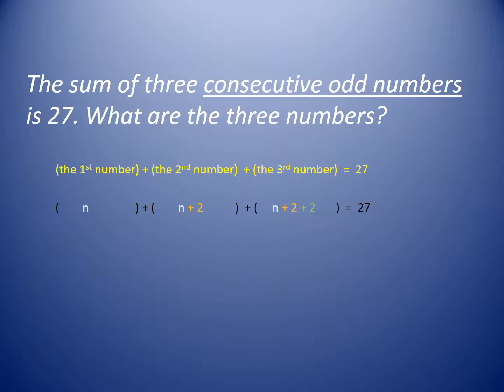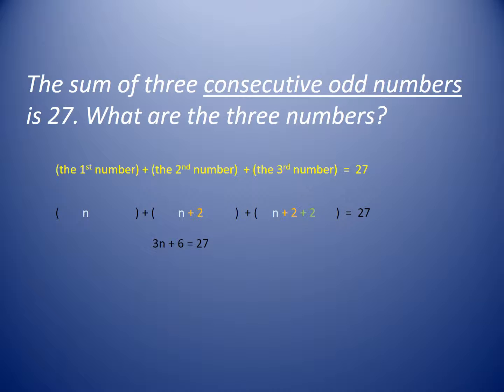Again, we're letting the letter n represent the first number. So if the first number is n, remember, we're talking about consecutive odd numbers here. So we're going to add 2 to the first number and get n plus 2, which is the second number. Then to find the third number, we'll add 2 to that second number, giving us n plus 2 plus 2. And again, the sum of these 3 has to be 27.